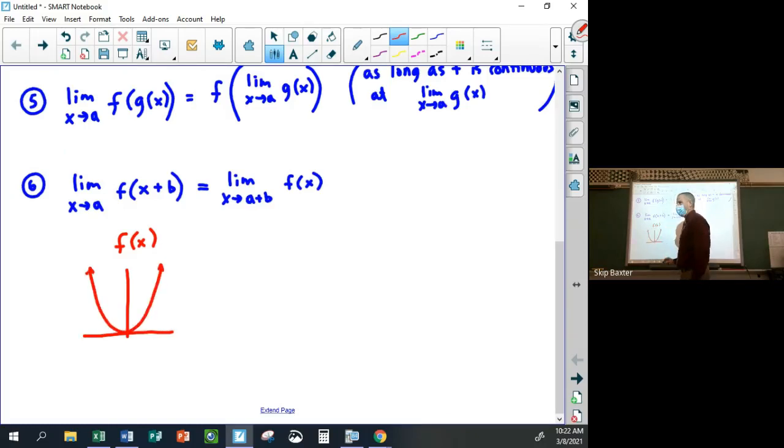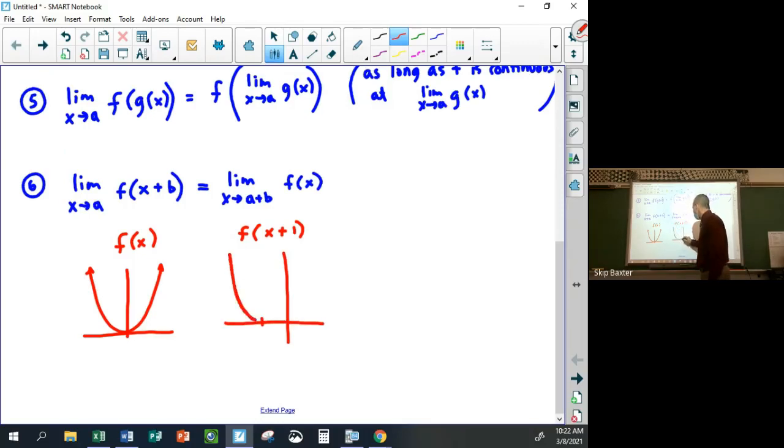All right? If you think about what f of x plus 1 looks like in comparison to f of x, how is this related to that? One to the left, right? So this would look like this. One unit to the left, and then it's the same size and shape parabola.